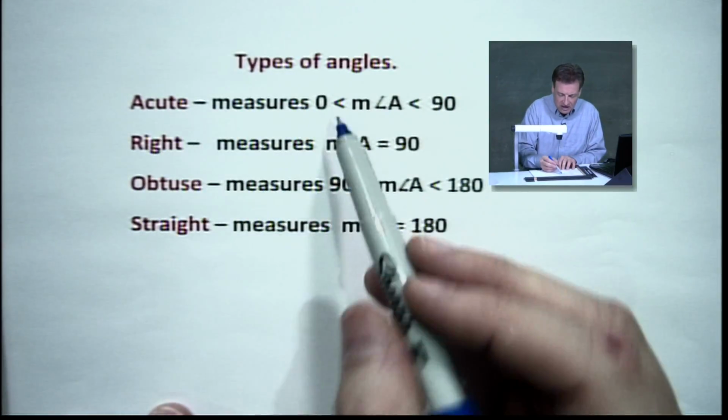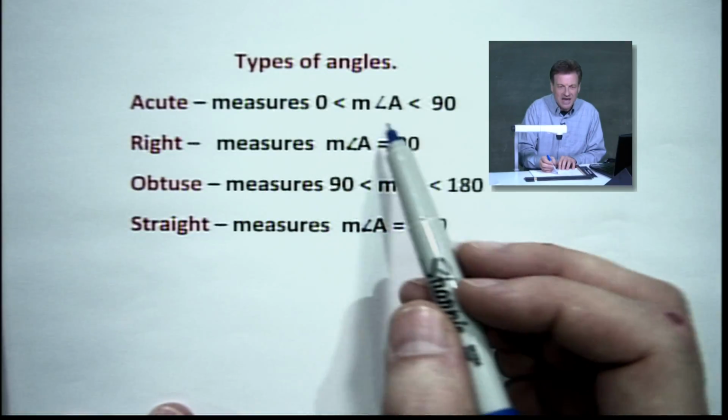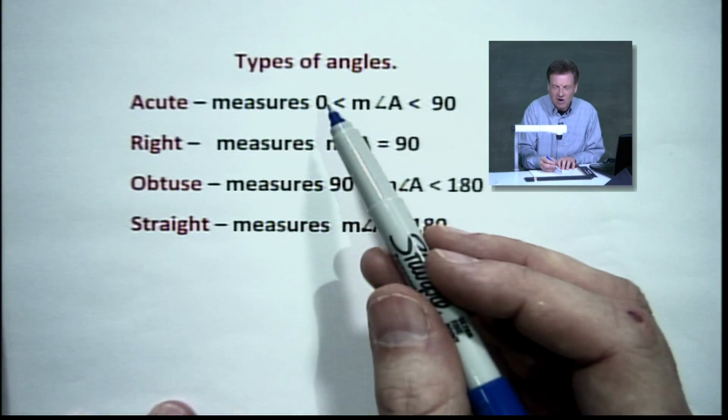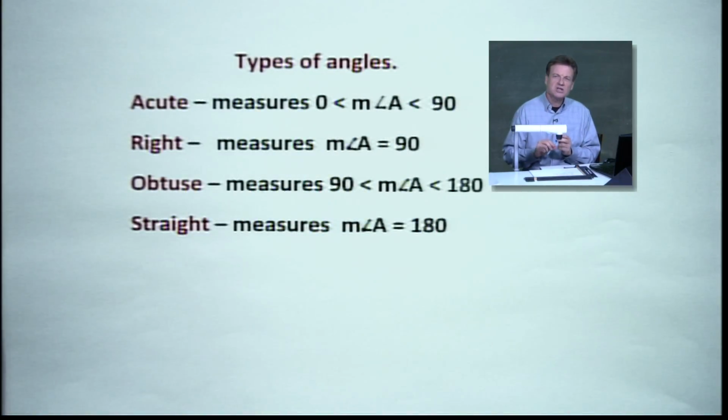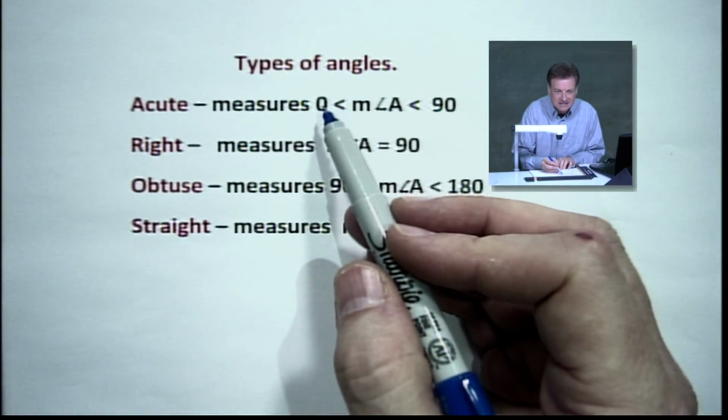Notice if it's acute, it measures somewhere between 0 and 90. Notice it doesn't quite get to 0. Now you say, well, Ernie, does that mean it's 1 degree or more? No, that means it could be a half a degree. It could be a quarter of a degree. It could be 1/100th of a degree. You get the idea. You get smaller, smaller, smaller. It just can't get quite to 0.